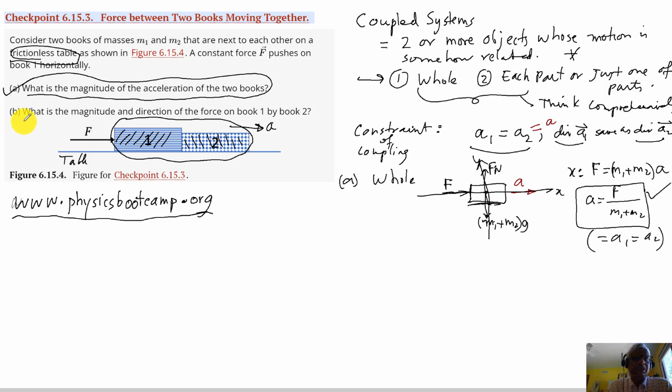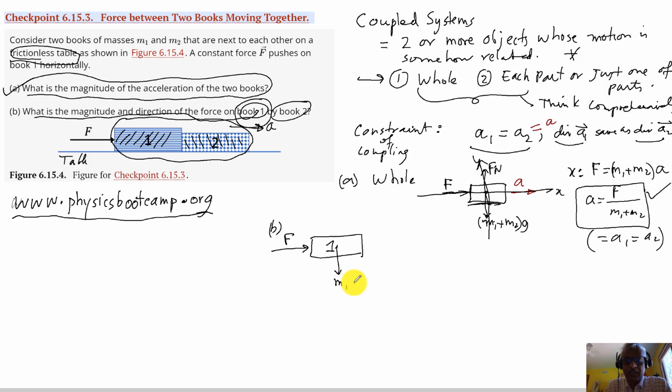The trouble comes when we do things like this. What is the magnitude and direction of the force on book 1 by book 2? That means I need to look at what's happening to book 1. So B, just look at book 1. We look at the forces here. Of course we have F this way, and we have m1g, its Fn1, and its acceleration A1, which is the same as acceleration A we found in part 1.